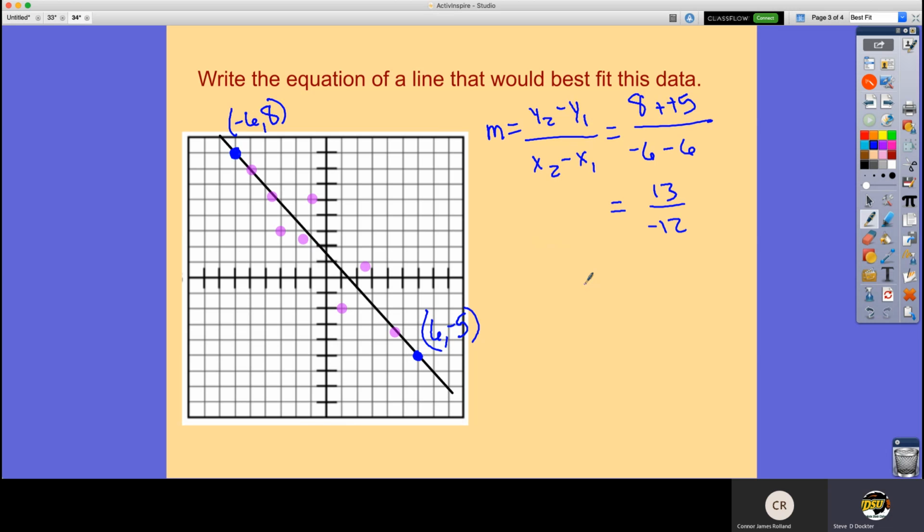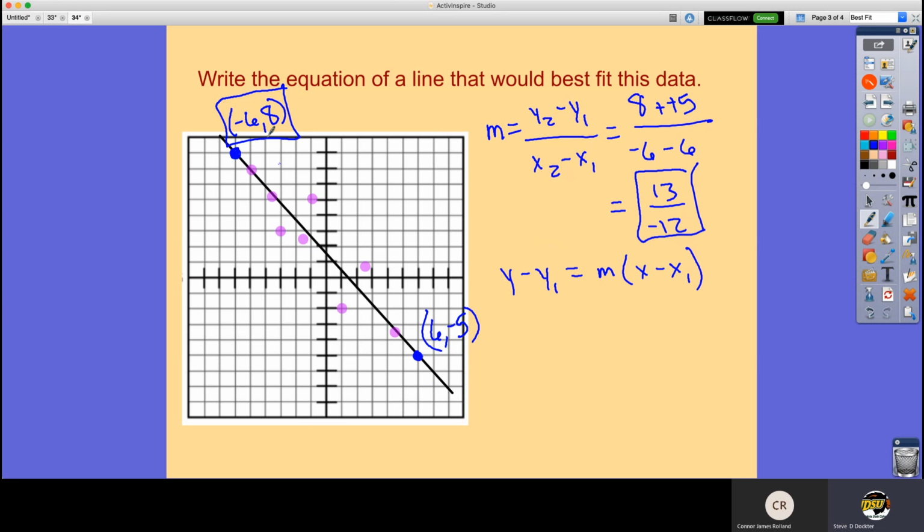Now from there, we just have to make an equation. What's the easiest form to put this into? You remember? Point slope is the easiest. That's where you just need one of your points and you need a slope. Doesn't matter which point, you can use either one. And then you throw it into the equation: y minus y1 equals m times x minus x1.